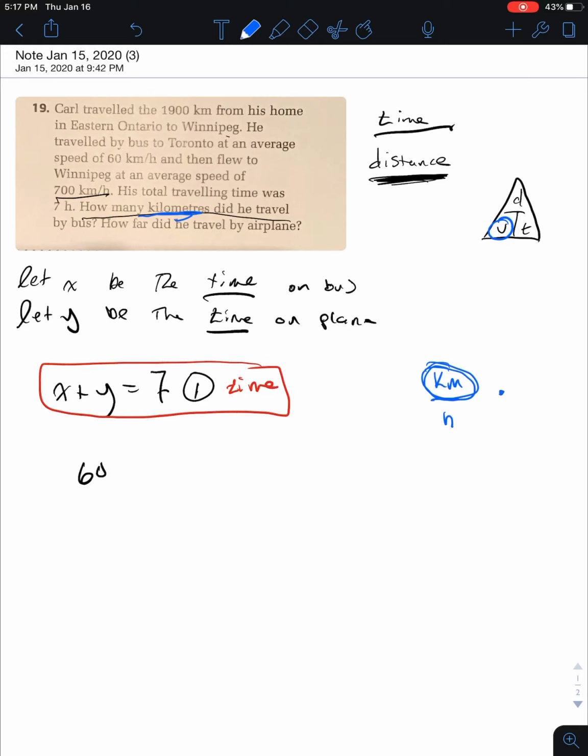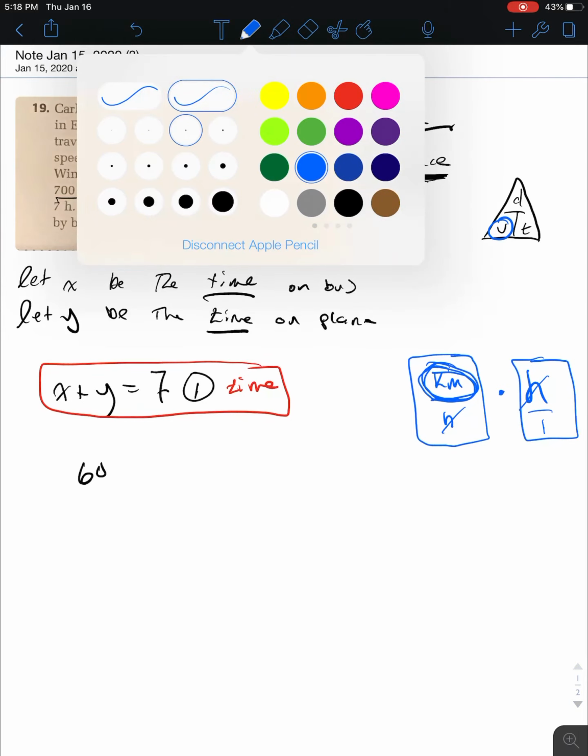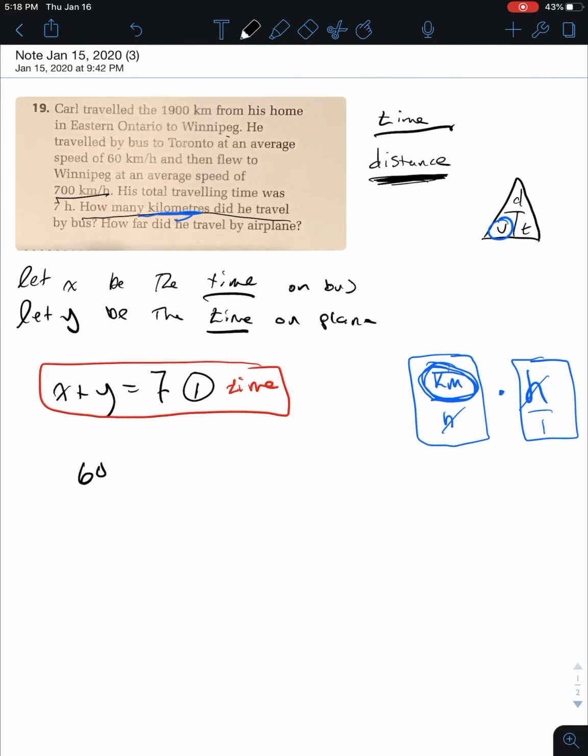So I want to get rid of the hours. If I multiply by time, the h's cancel. So you see, if I take my speed and multiply by time, I get the units I'm after. That's how I'm going to create this equation, right? But here's the catch. What did I say time represented?